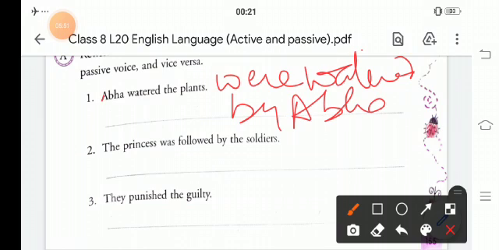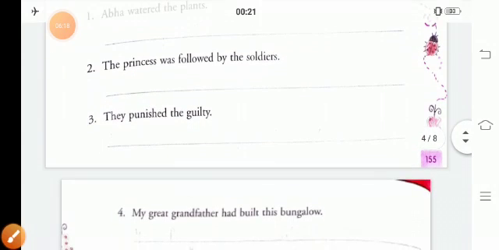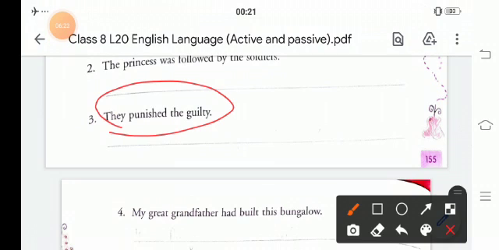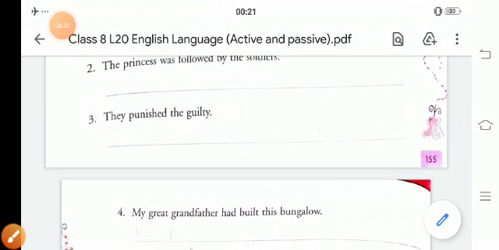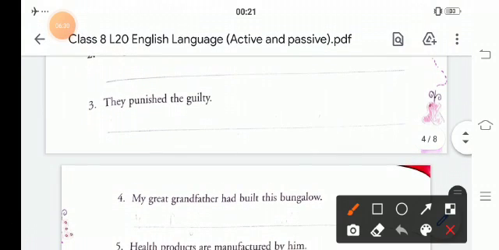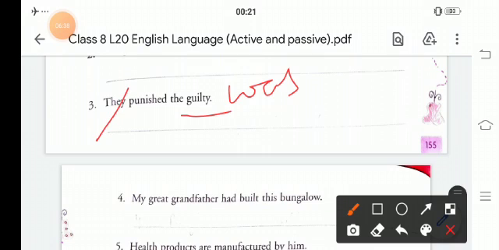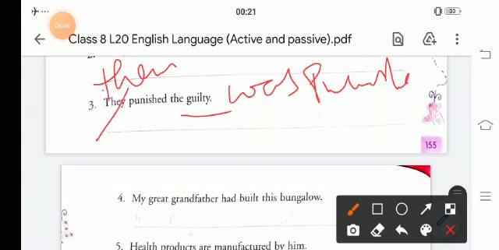Okay, now the second one: the princess was followed by the soldiers. This was the passive, now the active is: the soldiers followed the princess. The third one is: they punished the guilty. The passive is: the guilty was punished by them.